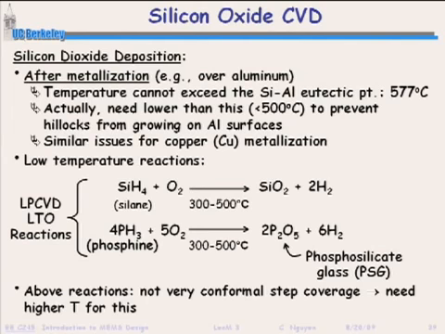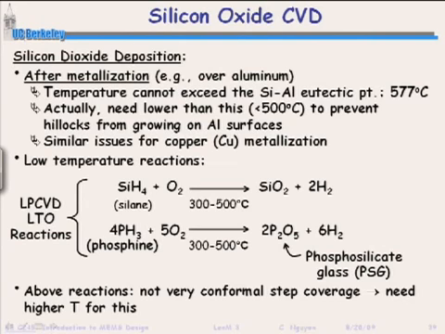So one way to deposit oxide over aluminum is to do a low temperature oxidation. So that's what's called LTO. So when you see the word LTO, that means low temperature oxide. It's using this reaction, silane and oxygen, at about 400 degrees C. Because that temperature is very low, what do you expect? It's not going to be conformal. This is not a conformal deposition.